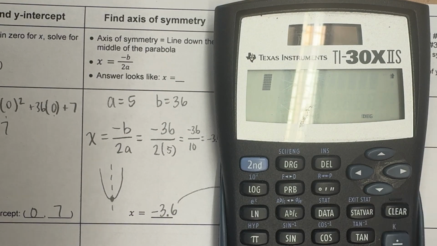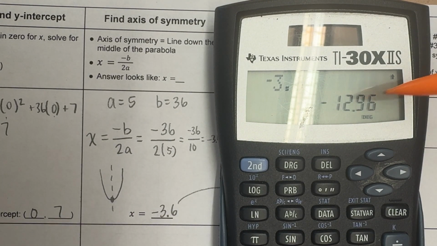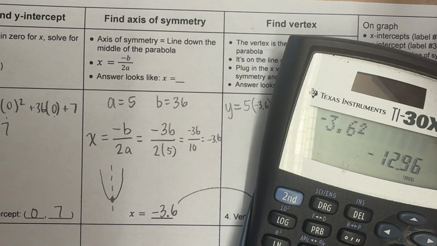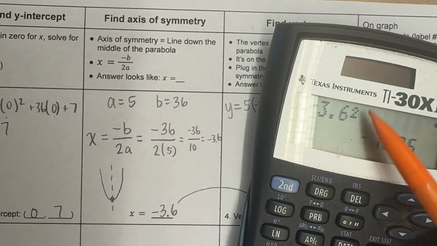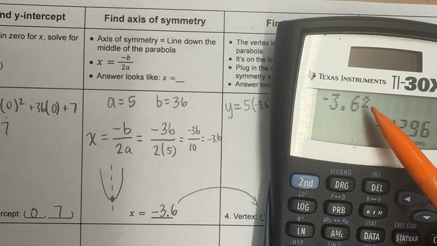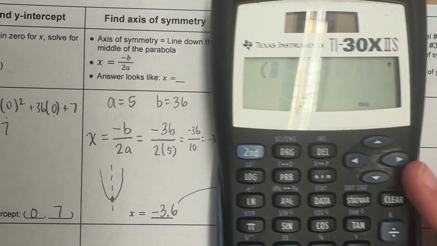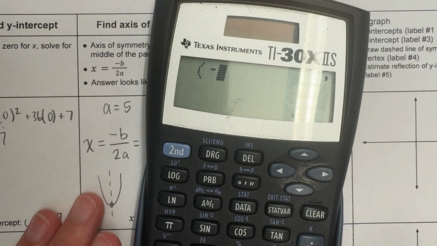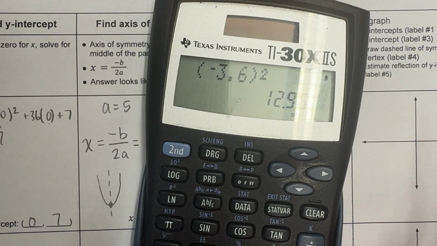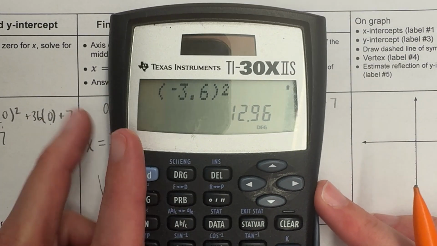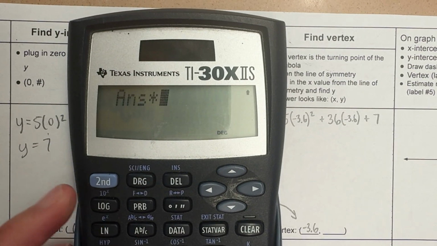Now listen, again, here's something you could do wrong. If you put in your calculator negative 3.6 squared, it gives you a negative number. But here's the thing, it's not negative. Because it's negative times negative, it's positive. What your calculator is doing is squaring 3.6 and then tacking the negative on the front. If you want to enter it like that, you can, but you have to enter negative 3.6 in parentheses, then squared.